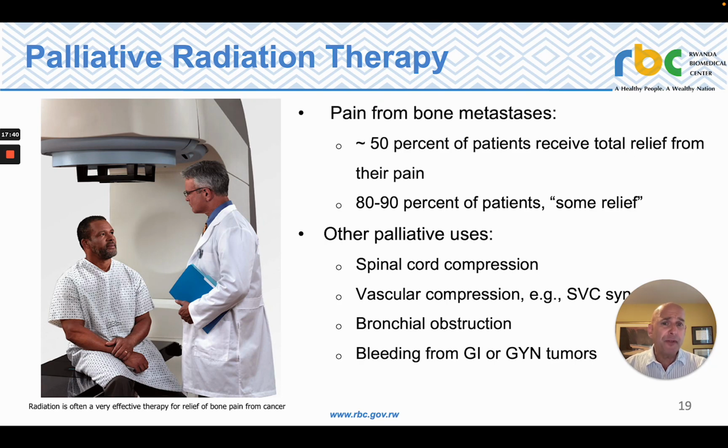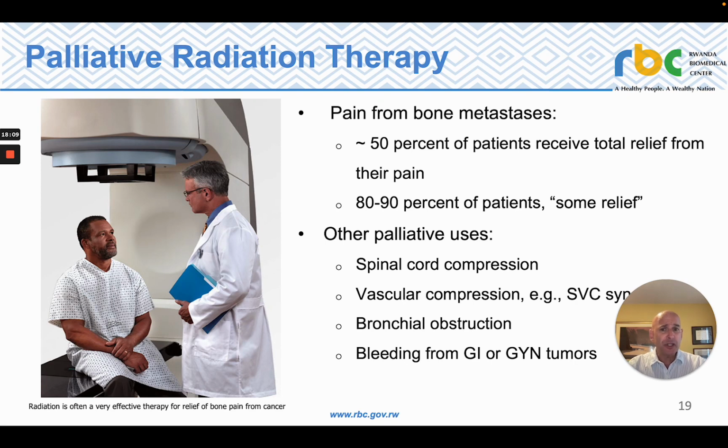And about half of those patients who have bone metastasis may have significant or even total relief from their pain. It may not be sustained indefinitely, but there's a good chance they're going to have some pain relief, maybe for a number of months, which for somebody who may be at end of life may provide real significant improvement. So about 80 to 90% of all patients with bone metastasis present with some relief following palliative radiotherapy.